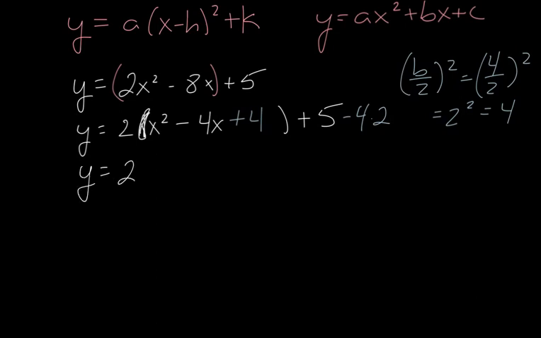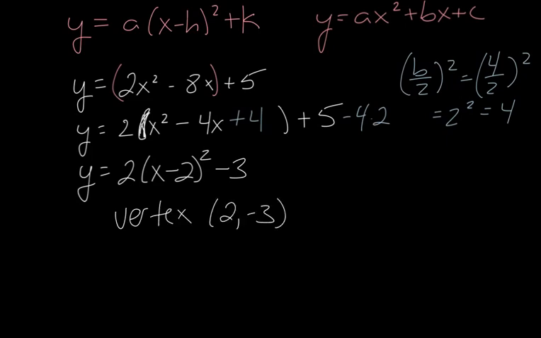So y equals 2 still on the outside. This factors as x minus 2 squared. Then we've got plus 5 minus 8, which is -3. So our vertex is 2, -3.